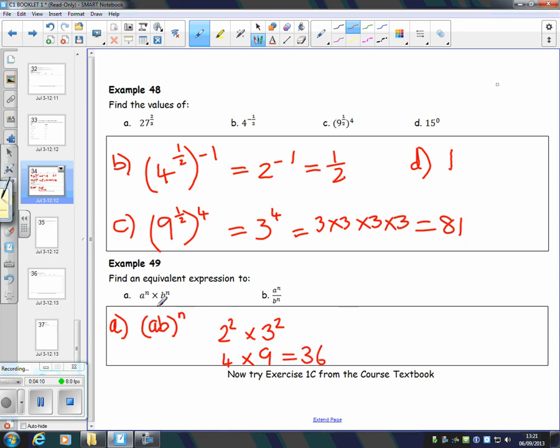Now if we use AB to the power n, so if we multiply A and B, A is 2, B is 3, n was 2, we get 2 multiplied by 3, which is 6, 6 squared is 36. So with an example you can see that that rule works also.